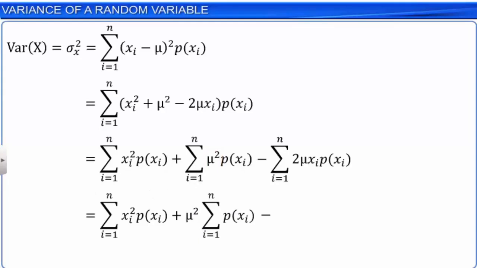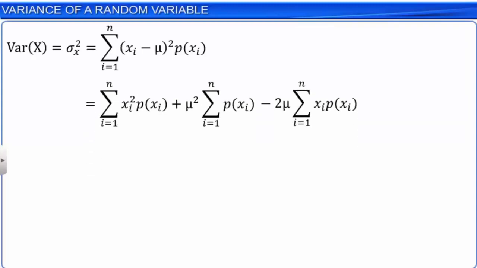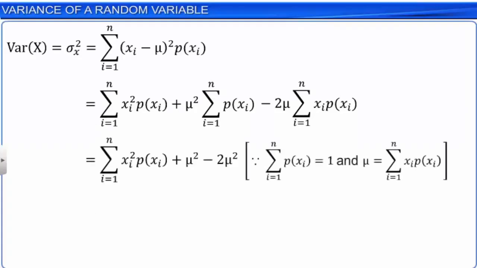We know that the sum of the probabilities in a probability distribution is 1. The mean of a random variable is equal to the sum of the products of the possible values of the variable and the probability of their occurrence. Thus, the expression becomes as shown. On substituting the formula of mu, we get this expression.